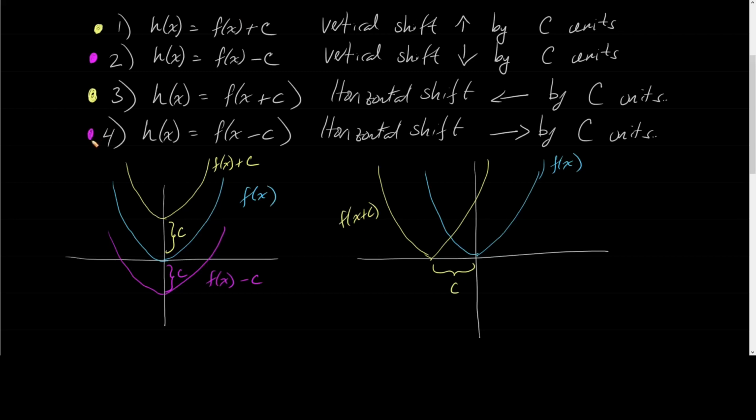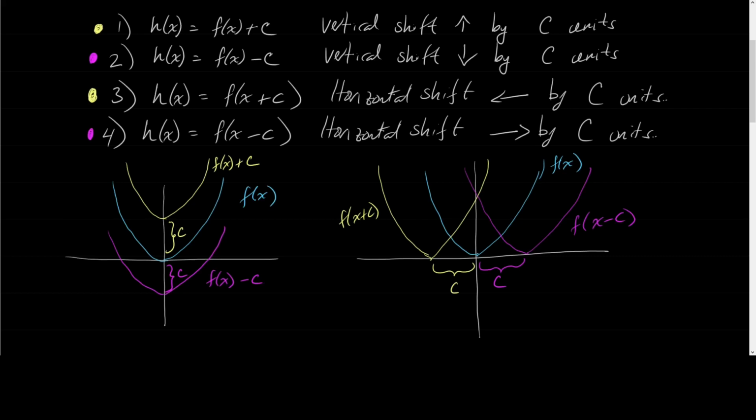And again, maybe it's magenta. There we go. So that's going to be c units. With the f of x minus c, that minus on the inside moves to the right by c units. So this is f of x minus c.